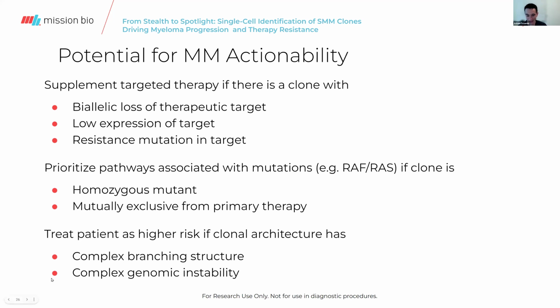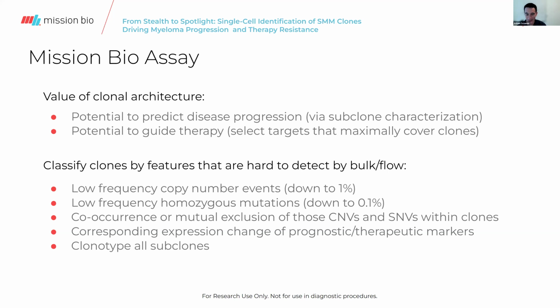And then more broadly, in terms of risk stratification, if the clonal architecture is very branched, that probably makes this patient higher risk, just because there are more potential candidate clones for relapse. And then also if there's really complex genomic instability, that suggests that there are more opportunities for deleterious variants. And then just to summarize, so that's the potential actionability of our platform.